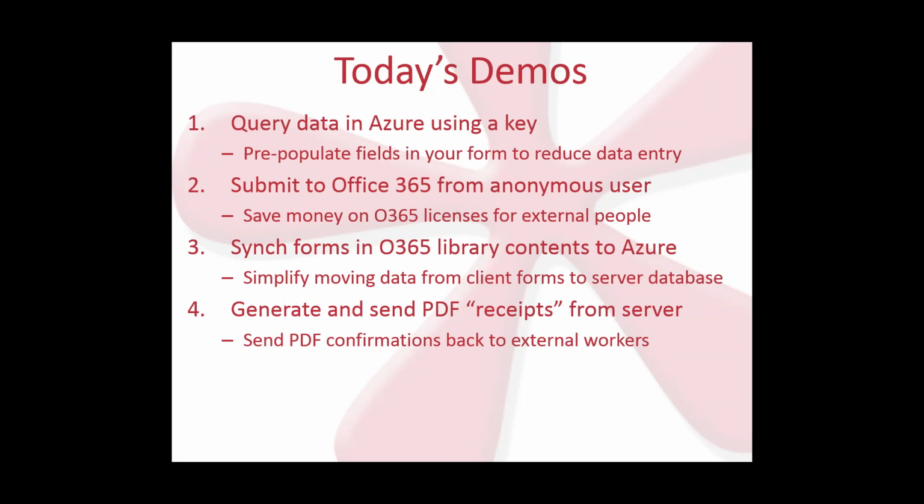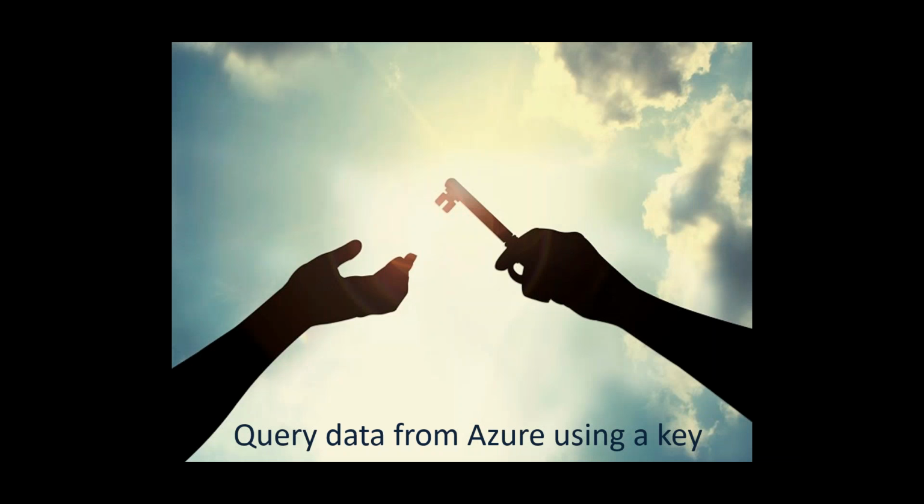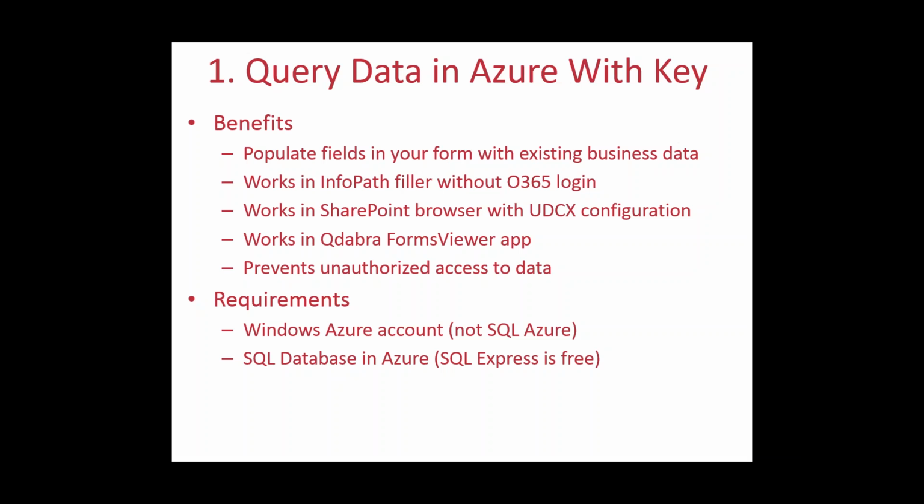The second demo we're going to show is how to submit, like I said a moment ago, from an external user that does not have access to 365, and show those forms appearing in the library. We'll show you then how to synchronize those forms with your backend database, and then finally we'll show you a way to generate a PDF receipt or a confirmation that the data was submitted. So first off, let's show you how to query data from Azure using a key.